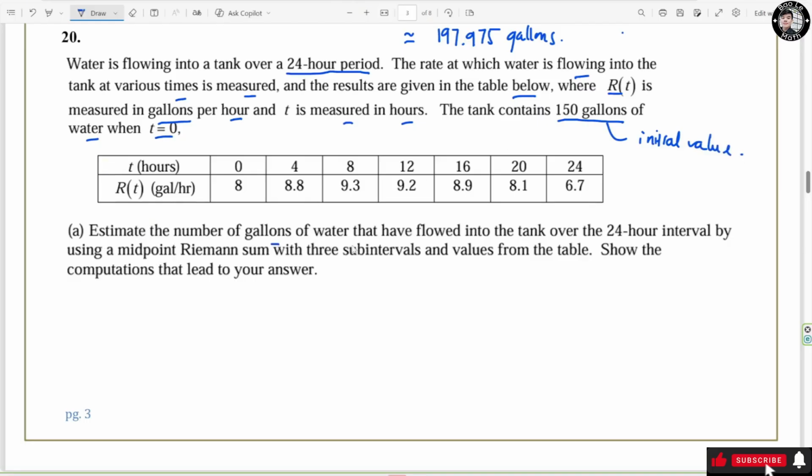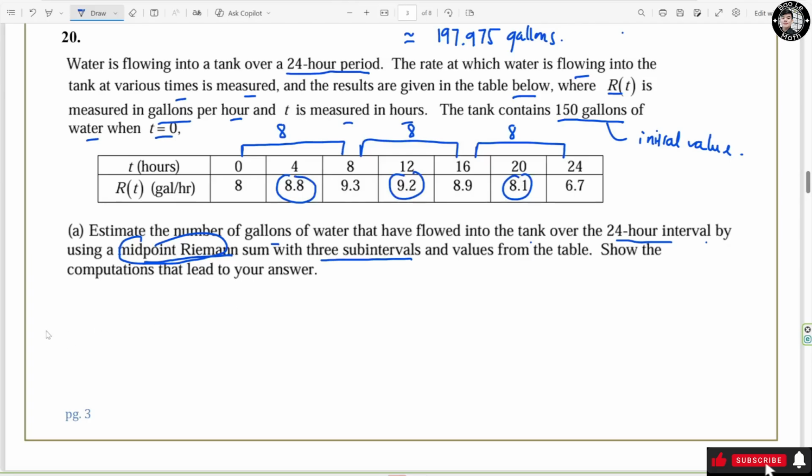Estimate the number of gallons of water that have flowed into the tank over the 24-hour interval by using the midpoint Riemann sum with 3 subintervals and values from the table. Alright, so 3 subintervals is going to be from here to here, from here to here, and the last one from here to here. Now, the width right here is 8, this one is 8, and this one is 8, right? Now, you have the midpoint Riemann sum, so the midpoint should be this guy right here, this guy, and this guy, right?